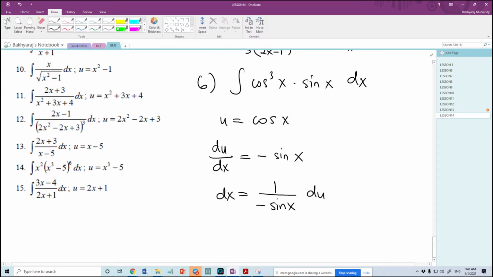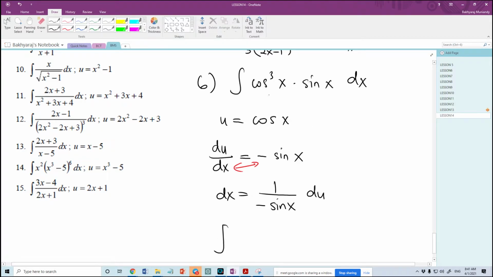Okay, so you just replace this place. So dx you bring there, sine x you bring here, divide. So when divide means 1 over sine x du. Okay, now substitute. Now substitute. So equal. Okay, integrate.